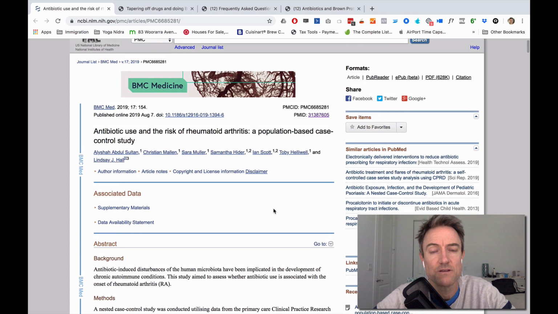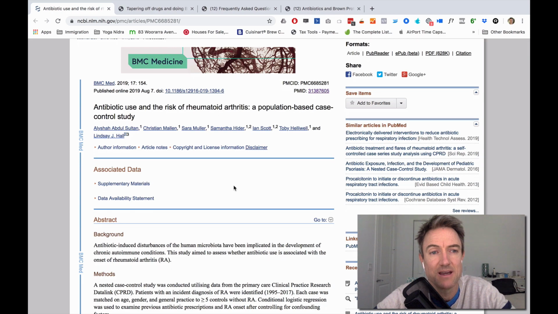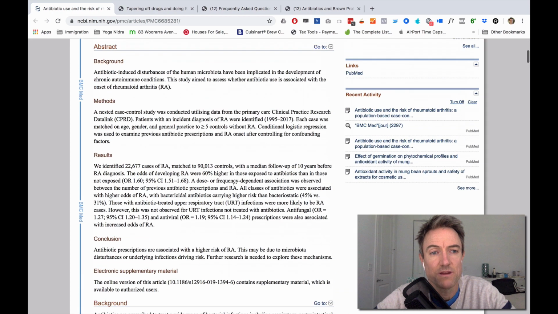And so the study, if you're listening to this and you want to find it, it's the antibiotic use and the risk of rheumatoid arthritis, a population-based case control study, again published BMC Medicine 2019 August 7th. The lead researcher was Abdul Sultan. And what are the results? Well, what they did is they identified 22,677 cases of RA by going through medical data in the United Kingdom. And what they did is they matched those people with RA to people the same age and same sex that did not have rheumatoid arthritis.